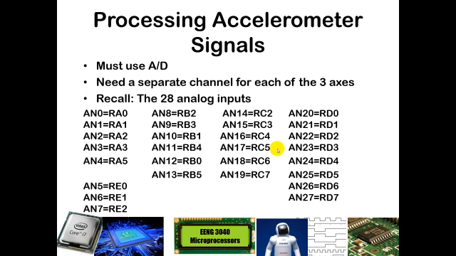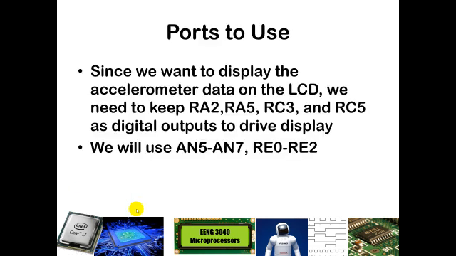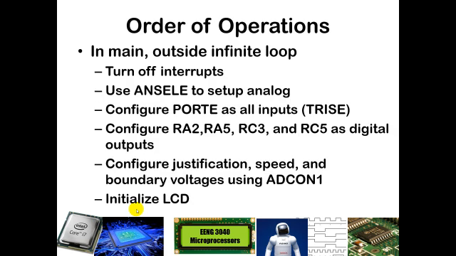We also know that C0 and C1 are associated with our microbus. They are not available for analog to digital conversion, so we don't have to worry about putting connections there. Where we will actually connect is AN5 through 7 down here on port E. And so we are going to use RE0 through RE2, which is AN5 through AN7. We'll put the x-axis on AN5, the y-axis on AN6, and the z-axis on AN7. And that will be what we will use to digitize our signal.